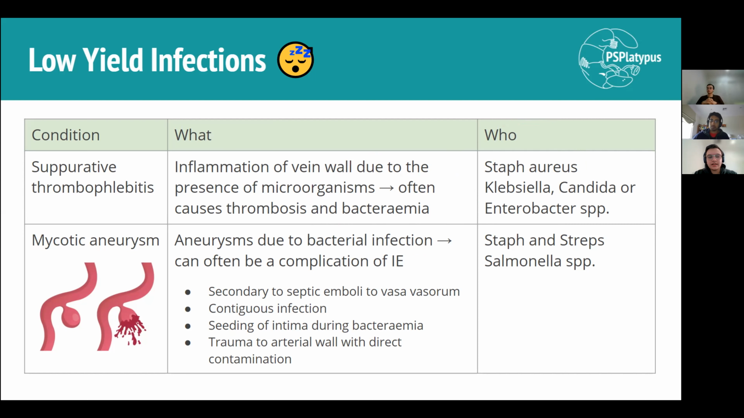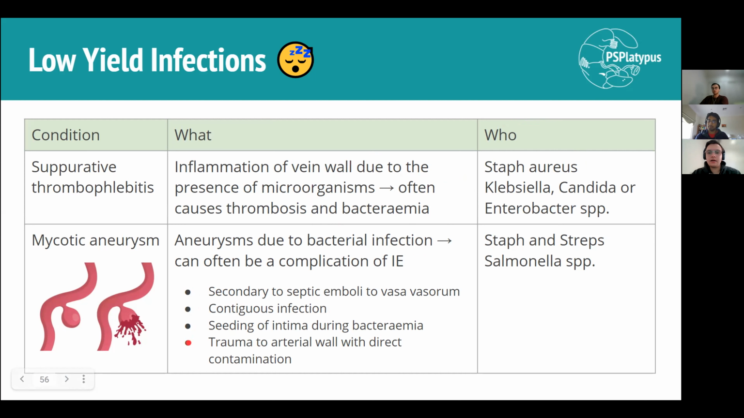Mycotic aneurysm is, so aneurysm we know is just abnormal dilation of your arteries. Mycotic just means it's to do with a bacterial or basically an infectious cause. So this can be a complication of infective endocarditis. And here's just a list of ways that you can get a mycotic aneurysm that you can read in your own time.